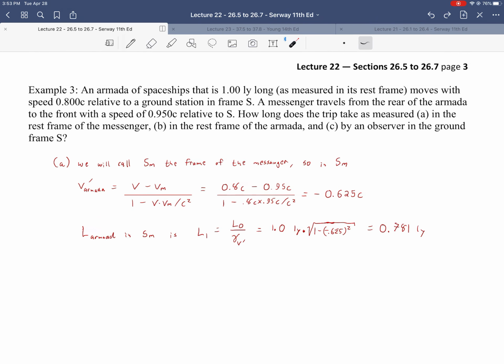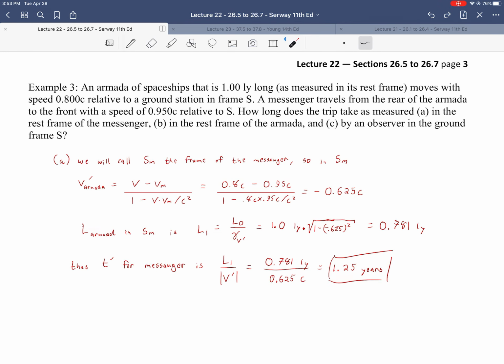Okay, and the light year here is just length, not a time, obviously. All right, it's just the distance that light travels in 1 year.